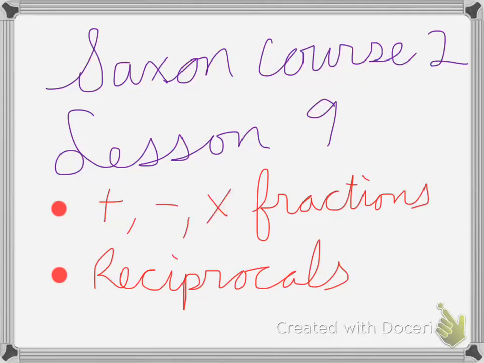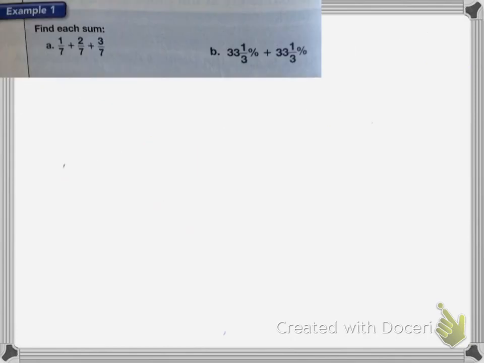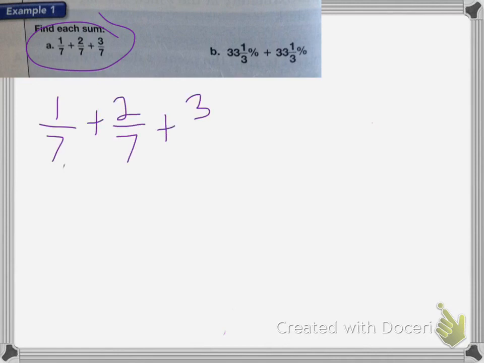So Saxon Course 2, Lesson 9, Adding, Subtracting, and Multiplying Fractions, and then Reciprocals. So first I need to find the sum of each of these fractions. For this first one, I'm just going to be adding those three fractions together. So I have 1/7 plus 2/7 plus 3/7.